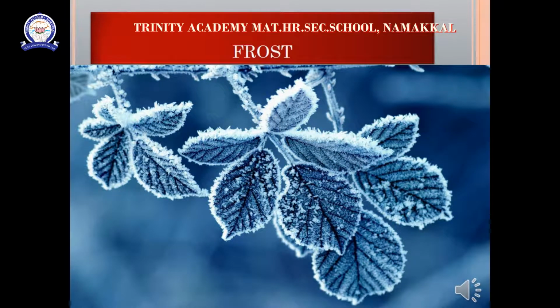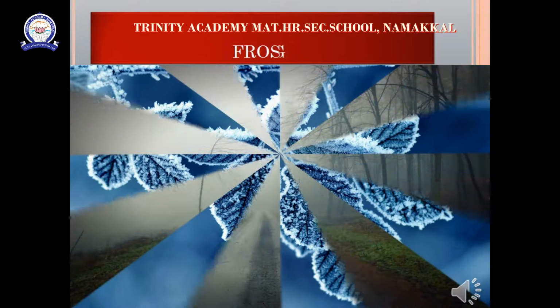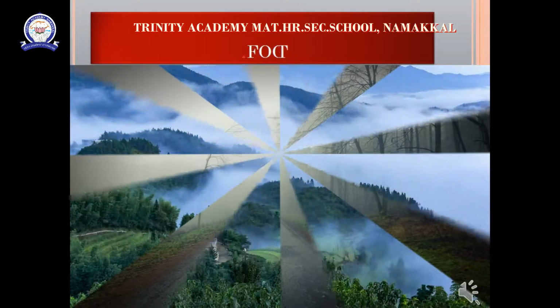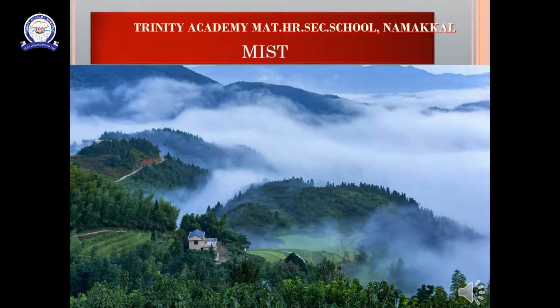Frost. The ice crystals formed by deposition of water vapor on a relatively cold surface of an object is known as frost. Fog. Fog is the suspended tiny water droplets or ice crystals in an air layer next to the Earth's surface. Mist. Mist is the tiny droplets of water hanging in the air when it is rapidly cooled. Mist is less dense than fog.